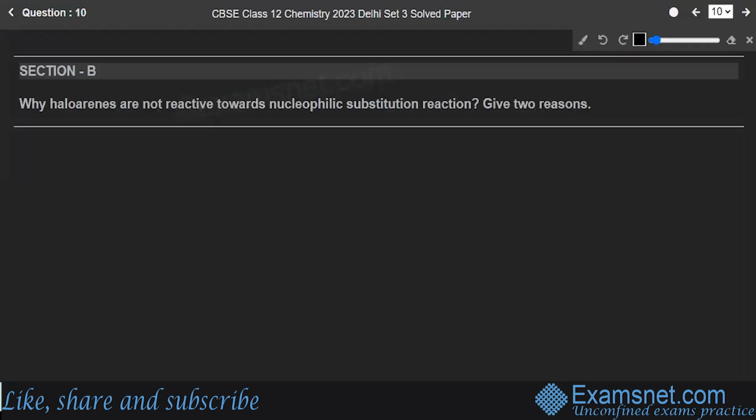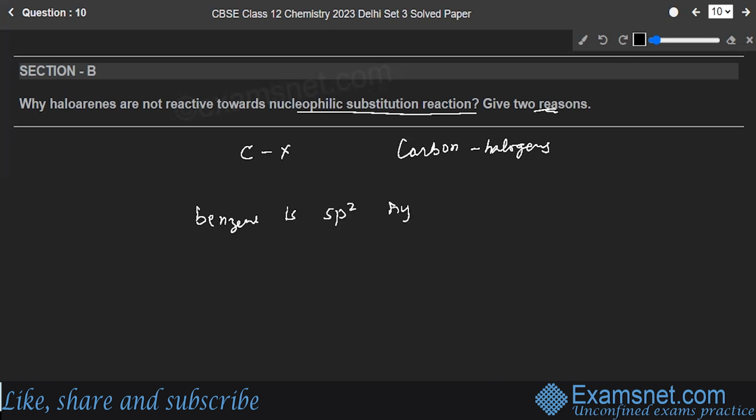Number 10, why haloarenes are not reactive towards nucleophilic substitution reaction? You have to give two reasons for the same. Haloarenes are less reactive towards a bond between CX, that is carbon halogen, because benzene is sp2 hybridized, having double bond between two carbon atoms. This was the first one.